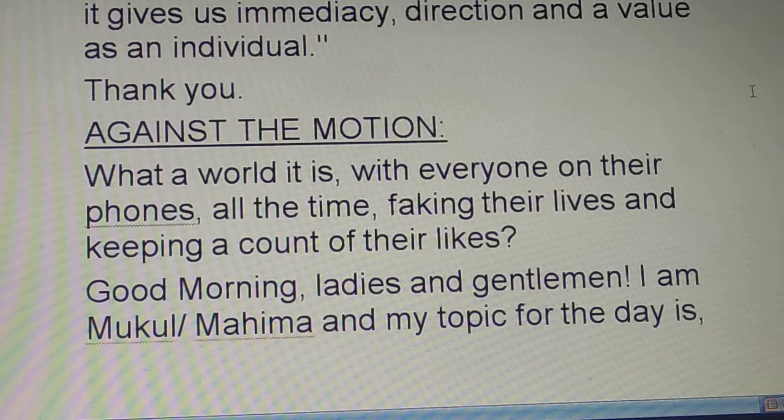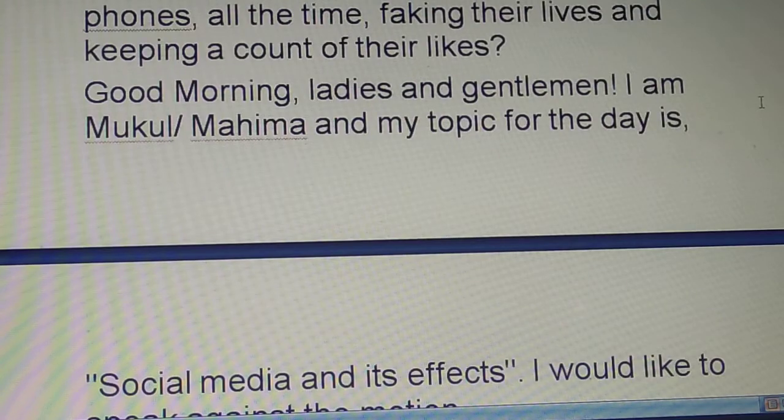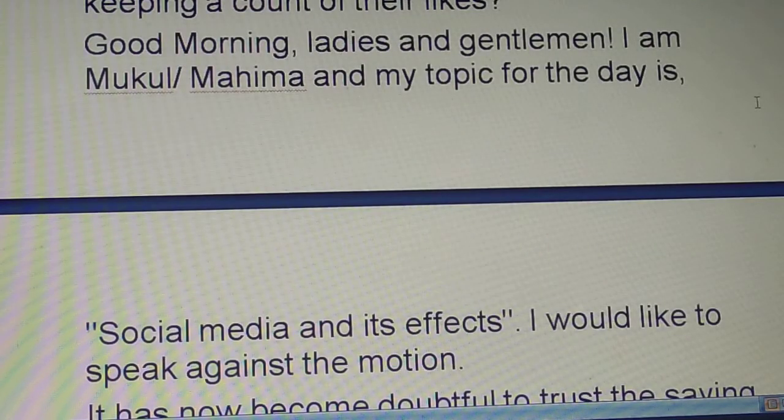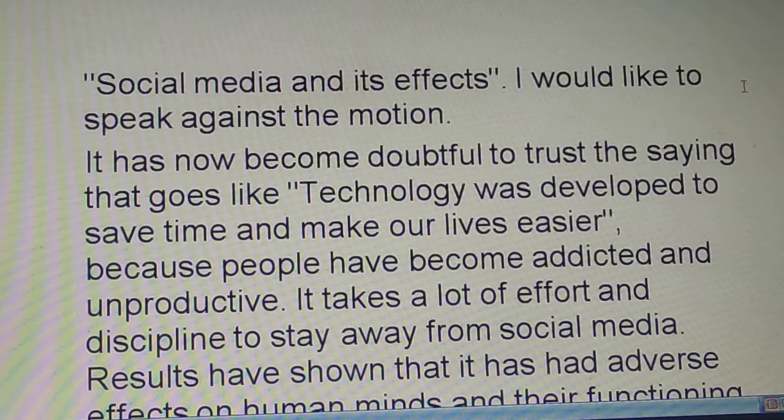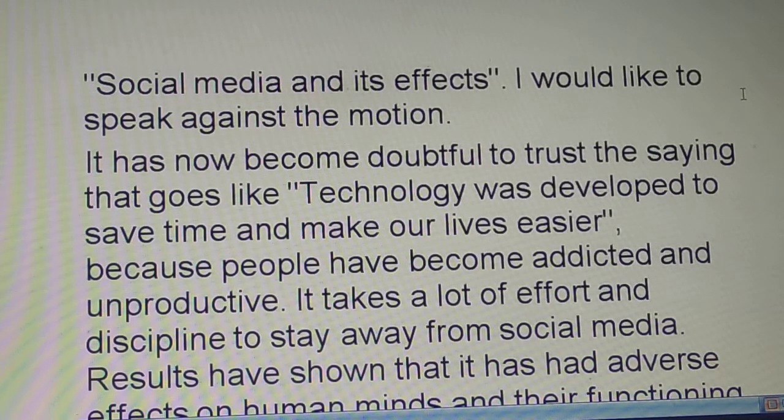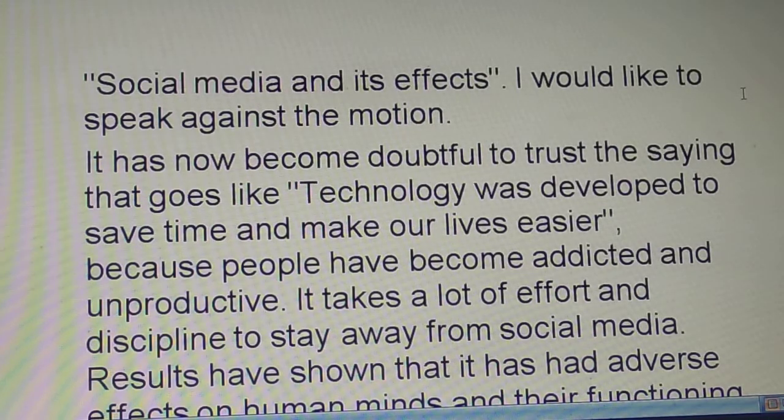Okay, good morning, ladies and gentlemen. You have to tell your name. The topic, of course, has to be mentioned, social media and its effects. I would like to speak now here. The person is speaking against the motion. It has now become doubtful to trust the saying that technology was developed to save time and make our lives easier, because people have become addicted and unproductive.